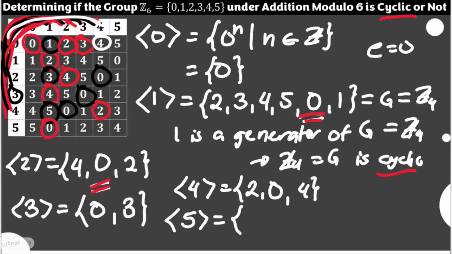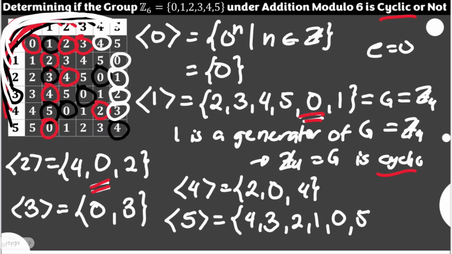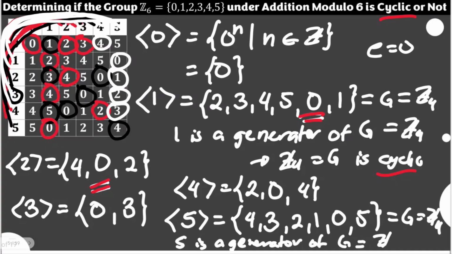Let's try 5. So 5 star 5 is 4. Then 4 star 5 is 3. Then you have 3 star 5 is 2. 2 star 5 is 1. 1 star 5 is 0. And as mentioned, you only have one more step. 0 star 5 is 5. This is the same as G or Z sub 6. So we can also say that 5 is a generator of your set G or Z sub 6.